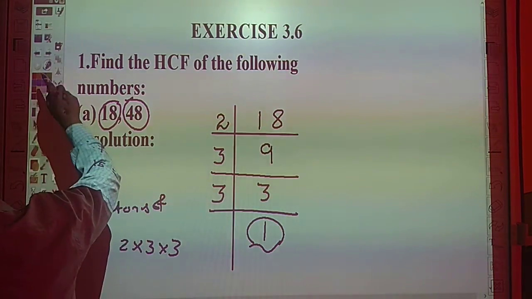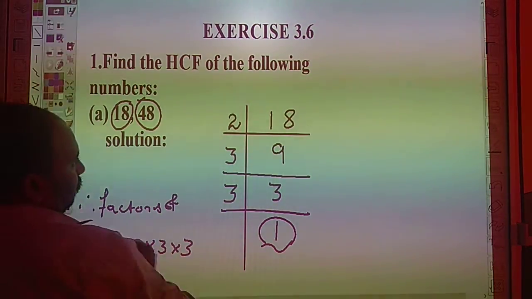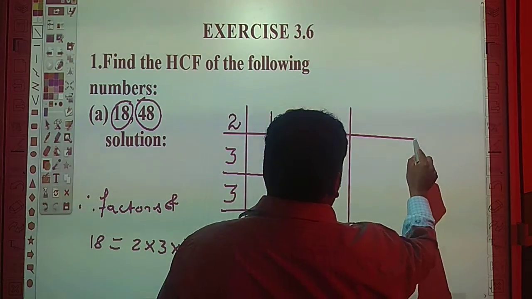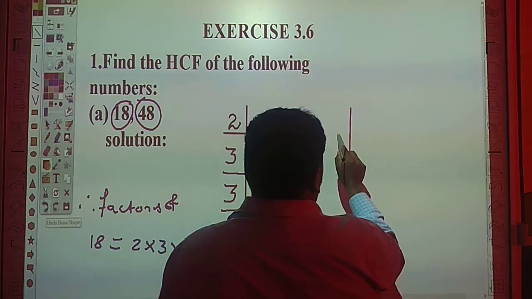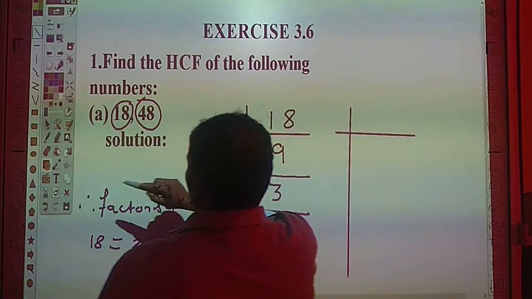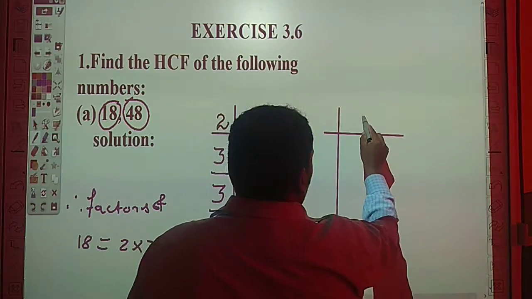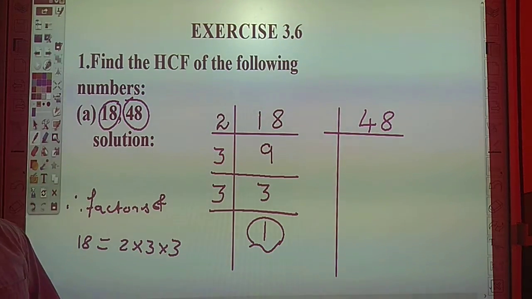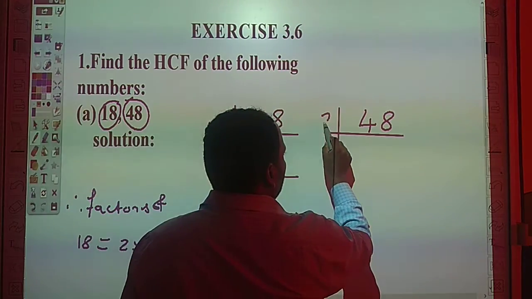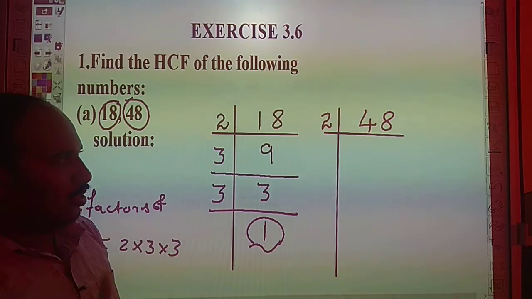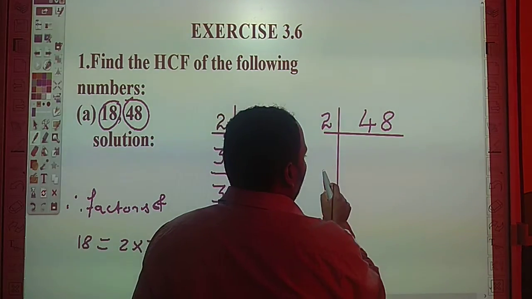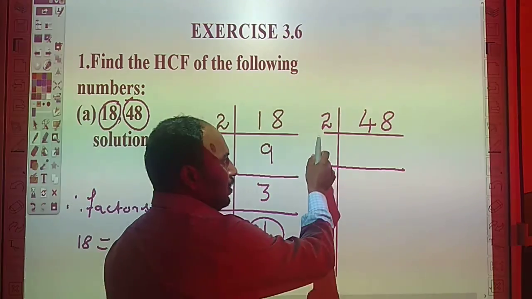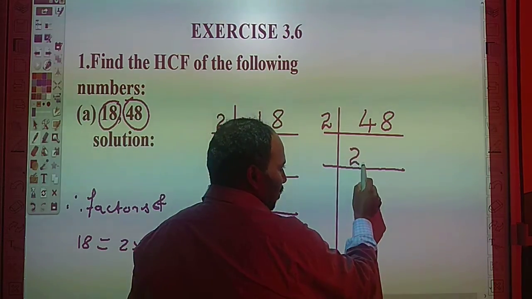Next one, 48. We take the first prime number. Our first prime number is 2. The first digit is 4. The first prime number is 2, so 2 2s are 4.